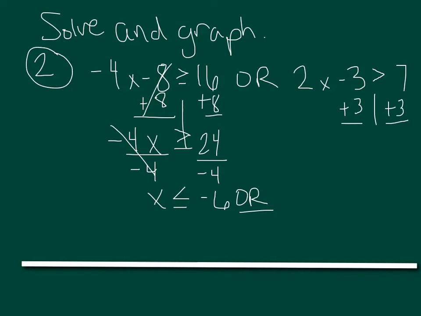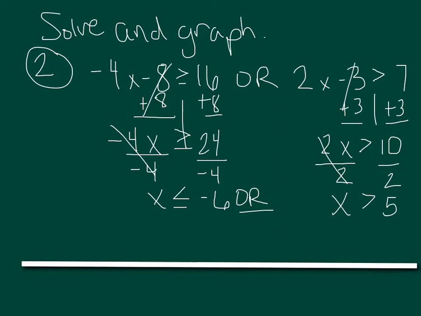Oh, let's go back to this first one, right here. I had to flip that sign because I divided by a negative. So when I divide by a negative, I changed it to a less than or equal to sign. Alright, so back to this one. You have 2x is greater than 10. Divide both sides by 2. So you get x is greater than 5. So your answer is x is less than or equal to -6 or x is greater than 5.